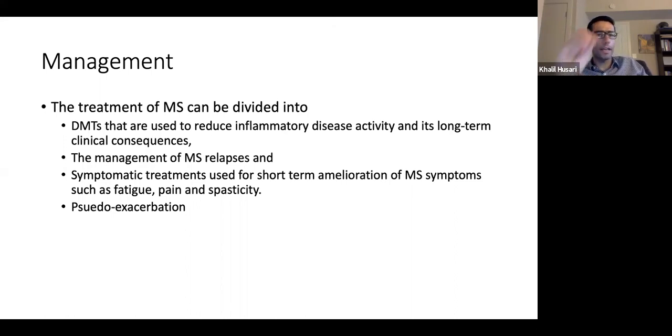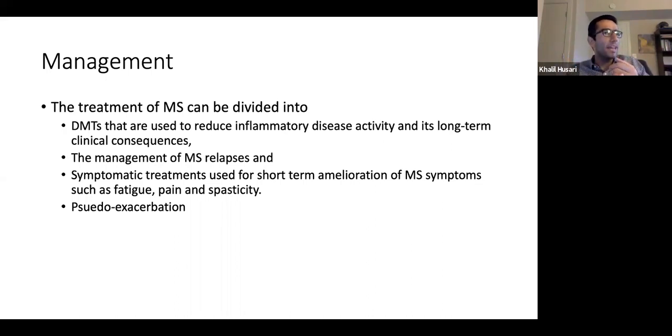So if we have an acute MS attack or relapse, and then symptomatic treatment, of course, for fatigue, pain, spasticity, and then the pseudo-exacerbation. We talked a little bit about the pseudo-exacerbation. You treat the underlying cause. If you have fever, you have infection, you have stress, you just treat the underlying cause, and the symptoms will go away, right? And then the symptomatic treatment is usually for the chronic.